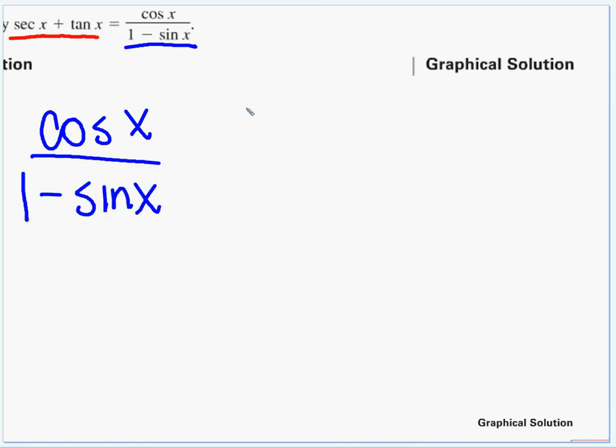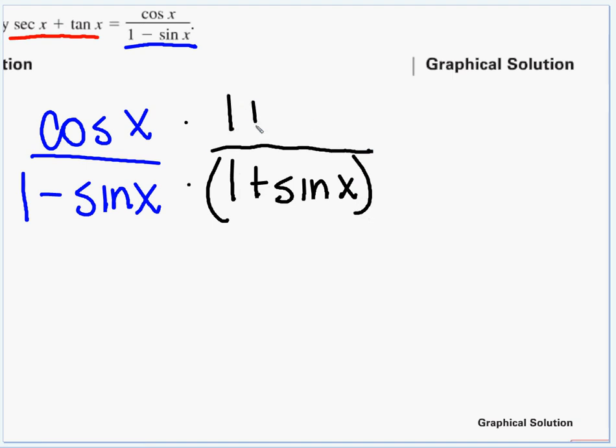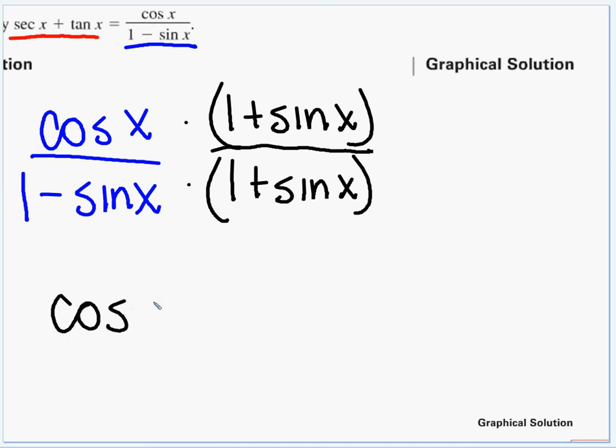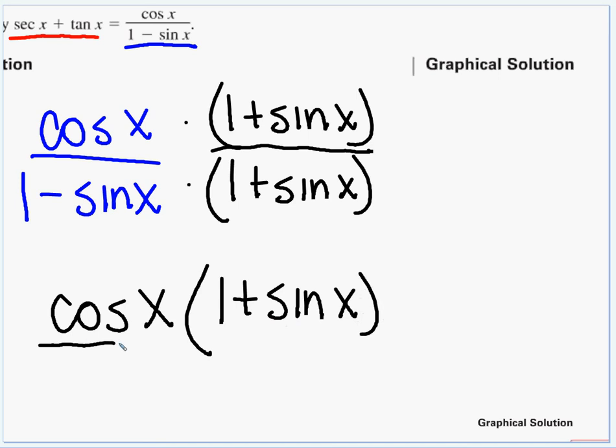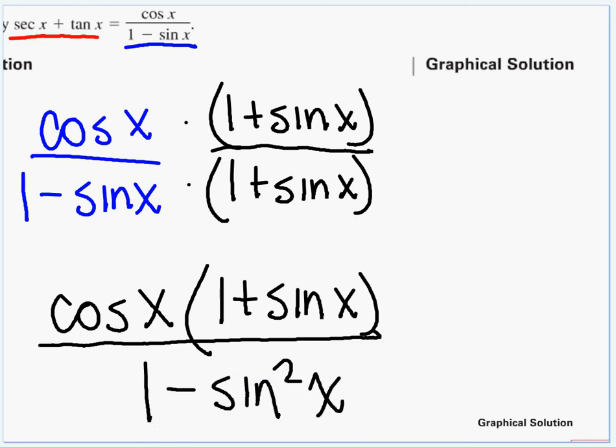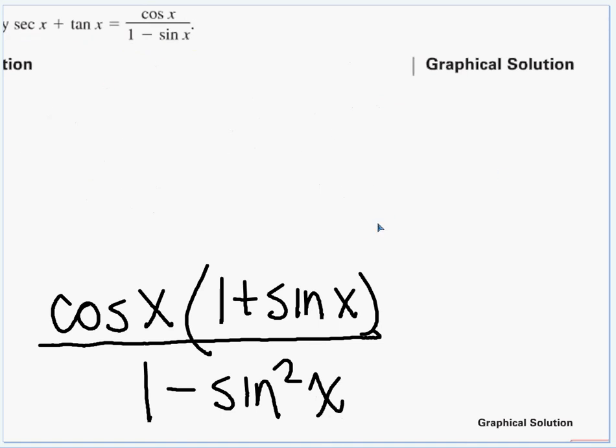So top and bottom are going to get multiplied by quantity 1 plus sine x. Now the parentheses are on there. I am not going to distribute the cos. So when we multiply across the numerator, it will be that cos that was in blue times our conjugate in the parentheses. When we FOIL out the denominator, 1 plus sine times 1 minus sine results in 1 minus sine squared. And that's why we use the conjugate. So there will be no middle term when we FOIL.